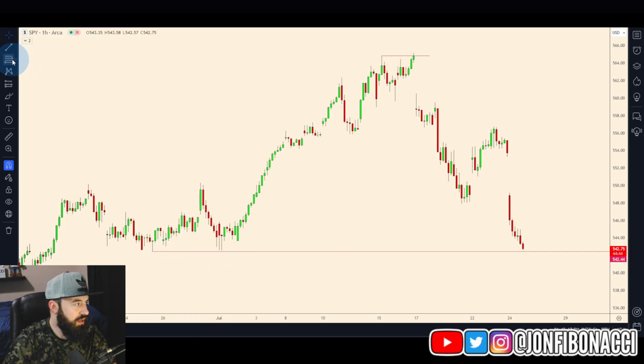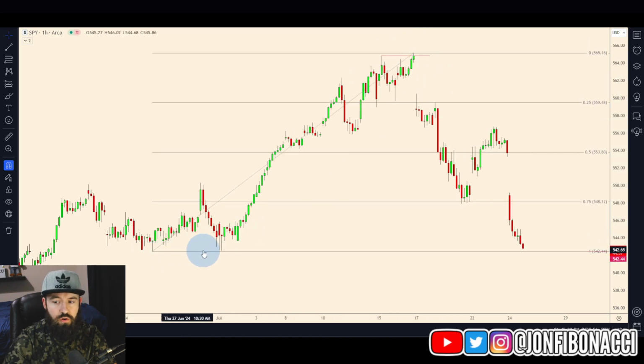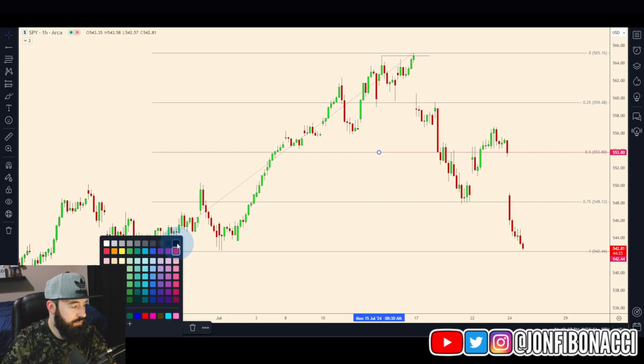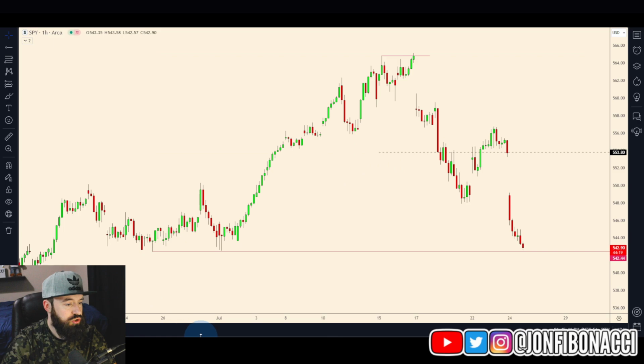How can we quantify that, or how can we measure that? Well, if we measure from the lows here, the low resistant lows, up to the high, which is all-time highs, what I'm paying attention to is the 50% level. So that 50% level is 553.80. And the way I usually mark it up is with the black dashed line, just like that.